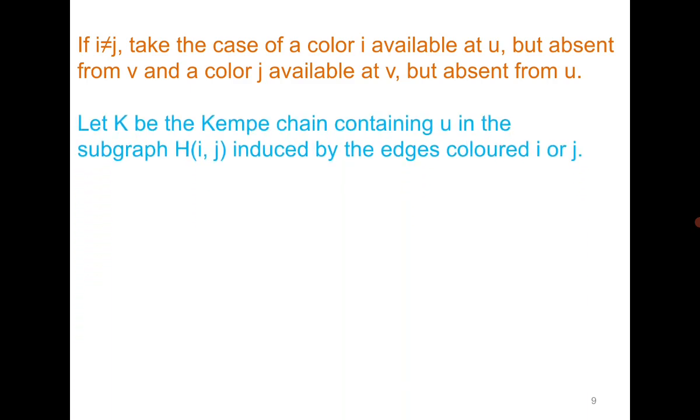So now let K be a Kempe chain. A Kempe chain is simply an alternating path, a path where edges are colored alternately with two different colors. So let's say A, B, A, B, A, B, something like this. Now you have U, you have V, and there is a Kempe chain. We claim that there cannot be a Kempe chain of different colors from U to V. So for example, I, J, I, J, I, J, and I.